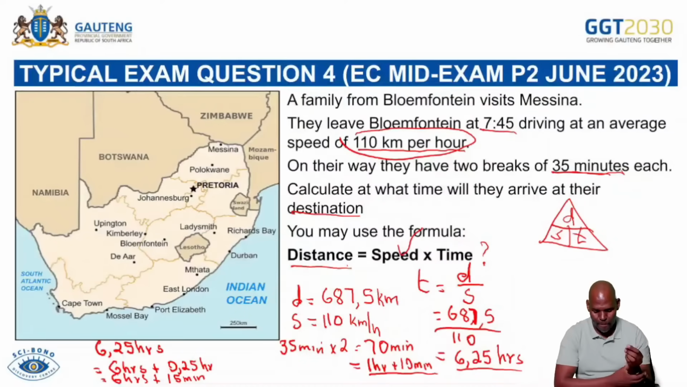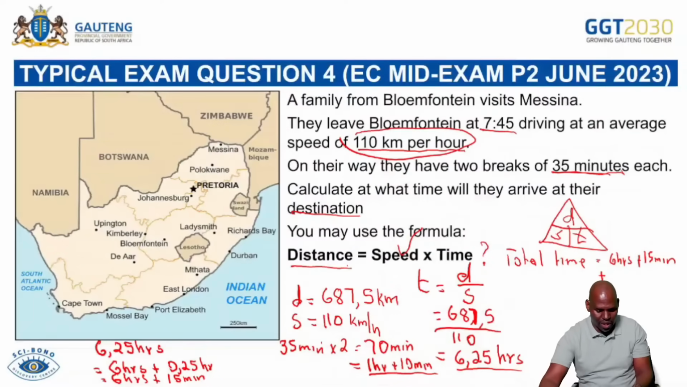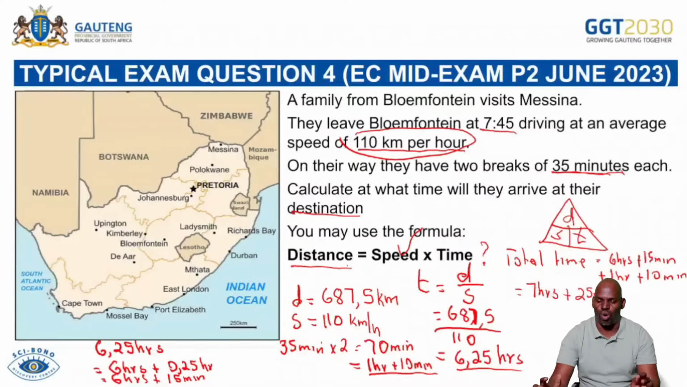Now the total time will be 6 hours plus 15 minutes. Okay, plus what is the other one? The other one was 70 minutes. We said is 1 hour plus 10 minutes. Okay, then in the end, I get a total of 7 hours plus 25 minutes. So 6 hours plus 1 hour is 7 hours, and then 15 minutes plus 10 minutes will give me 25 minutes. So all in all, they are going to take 7 hours and 25 minutes.